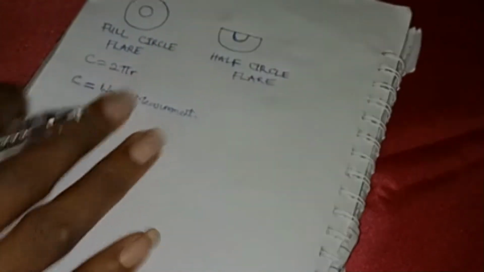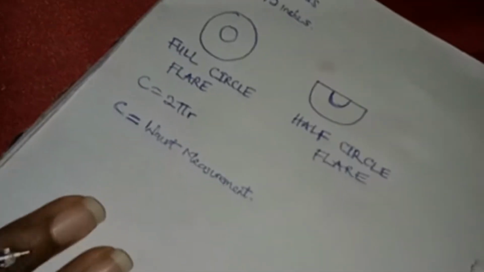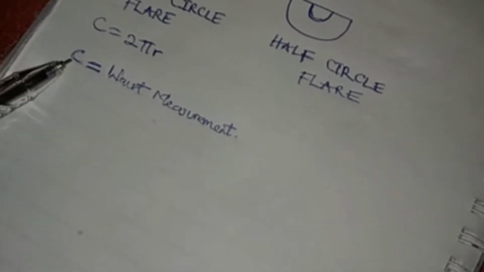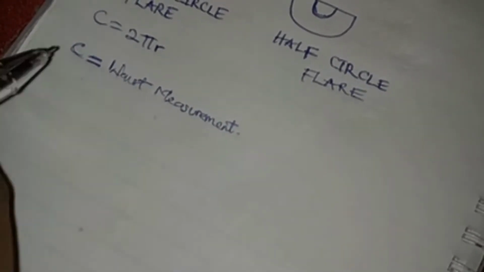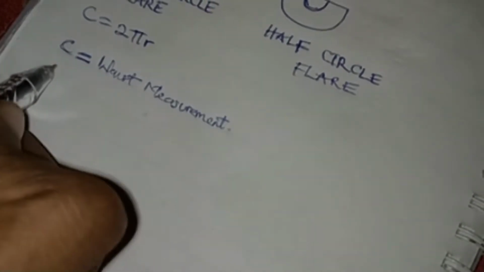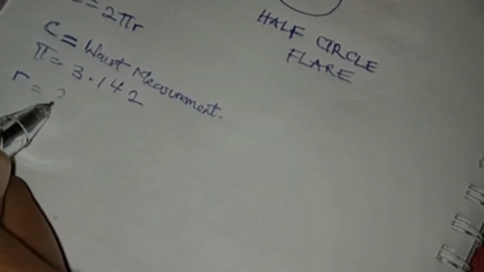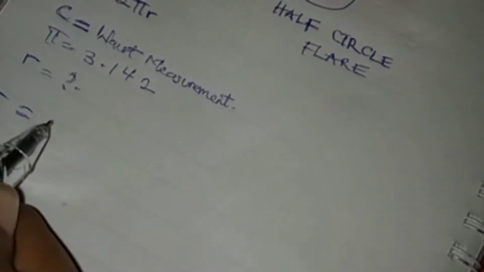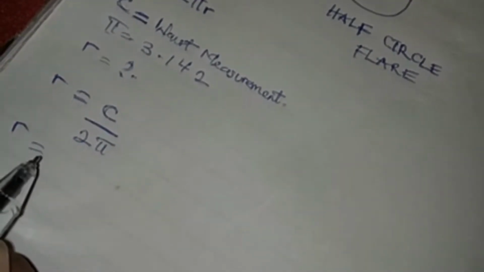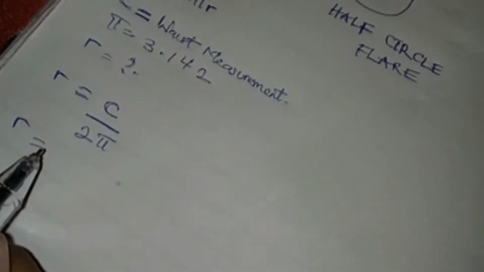Let me bring the camera closer so that you can see what I'm jotting. The circumference is your waist measurement. Then pi has a figure. Pi is 3.142. Then the radius is what we'll be looking for. So for this, radius equals circumference over 2 pi. The radius is what we are looking for to achieve our cutting.